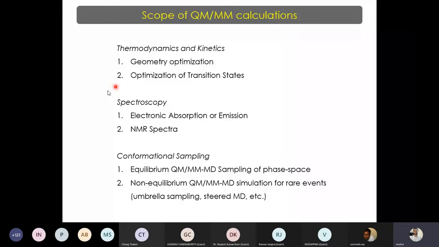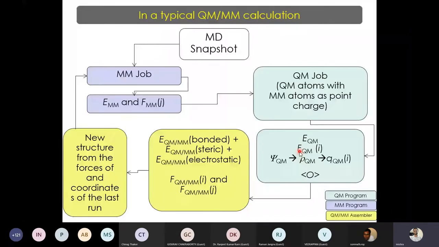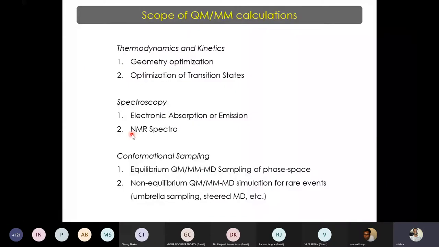Next is spectroscopy. Now you see, when I have QM calculations, I can generate energy or forces on any excited states. Although this is not very popular, I still can use all those QM methods that I can use for excited state calculations. I can use them here and get my electronic absorption or emission spectra. For example, for fluorescence spectroscopy in biomolecular systems, I can address this kind of problem. I also can look at NMR spectra. So these spectroscopic applications are also possible through QM-MM calculations.